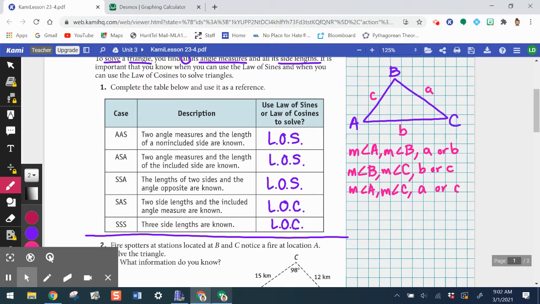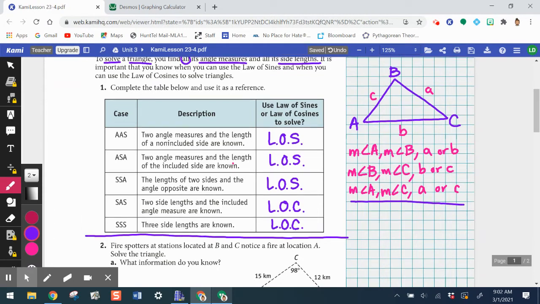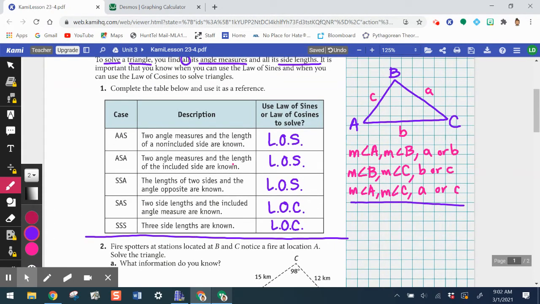So on this idea, it's a little bit unique here, because if we think about it, it says two angle measures and the length of the included side. So for example, we can know the measure of angle A and also the measure of angle B, but we could also know the included side between angle A and angle B, which would be lowercase c.